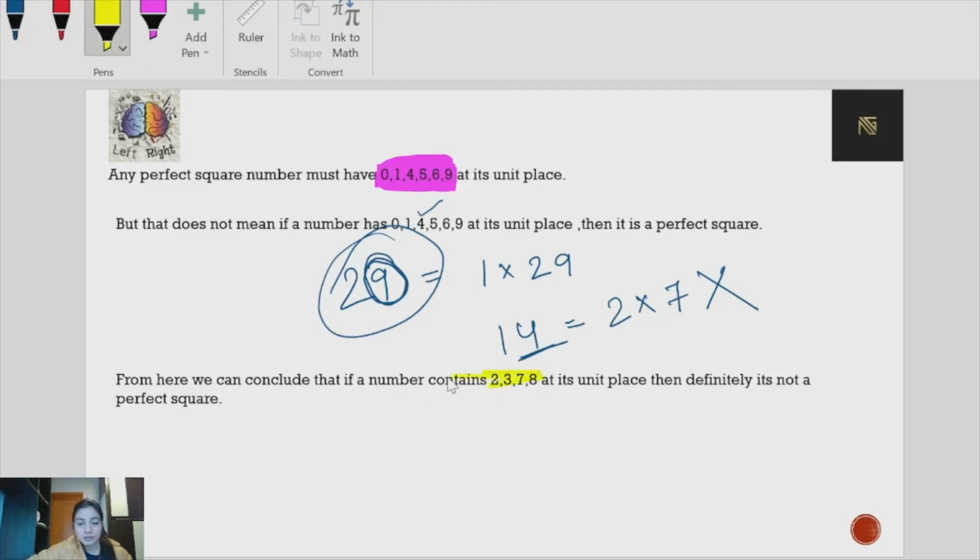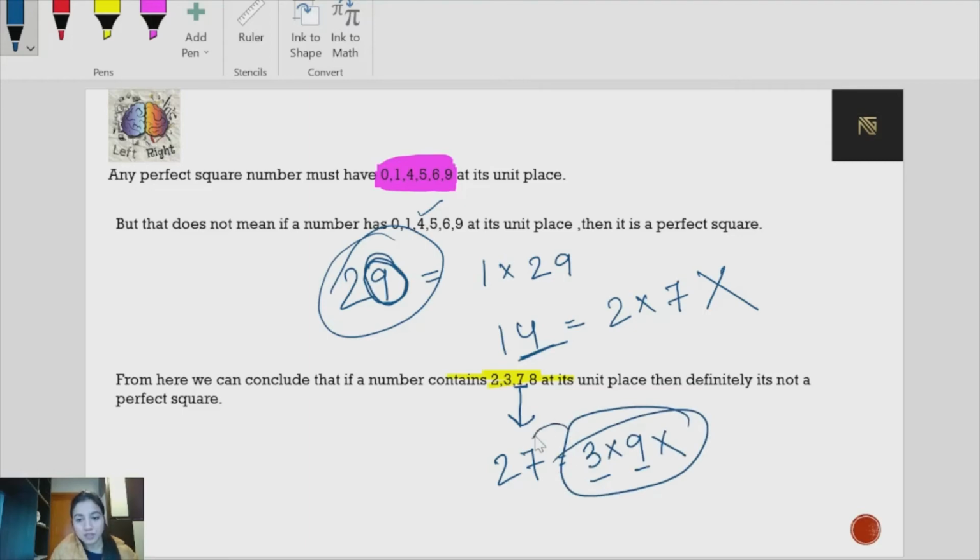Now another conclusion we are getting from here is that if a number contains 2, 3, 7, 8 at its unit place, then definitely it's not a perfect square number. If any number has unit digit 2, 3, 7 or 8, then without checking the product of same integers, you can say that it will not be a perfect square number. Just check any number. Suppose I am taking 27. It will be 3 times 9. Same number we are not getting. No need to check this one. Just the 7 will give us the idea that this will not be a perfect square number.